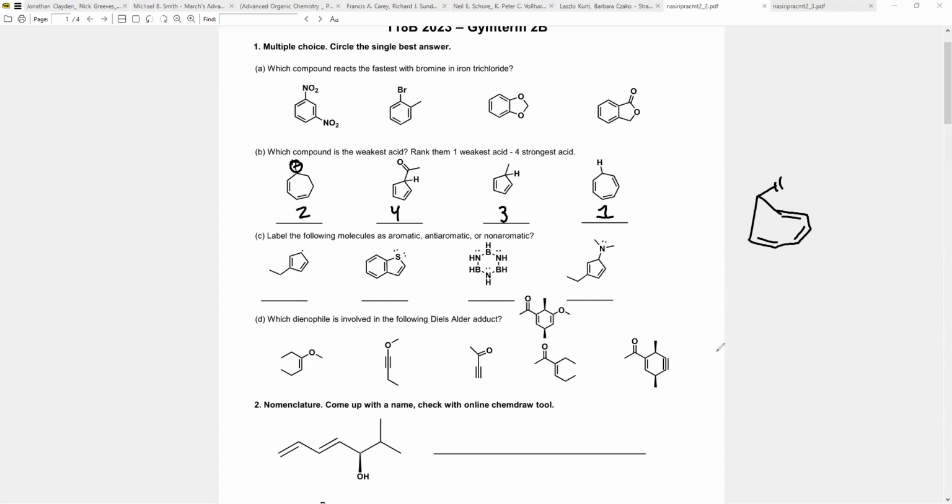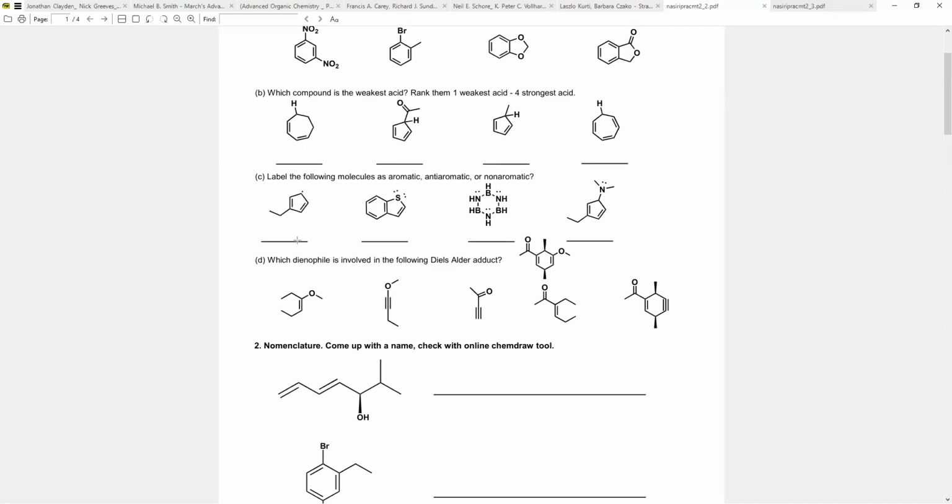Cool. All right. So, on to the next question. Label the following molecules aromatic. So remember, always go through your criteria. There's a couple of them: ring, conjugated, planar, and then Huckel's 4n+2.